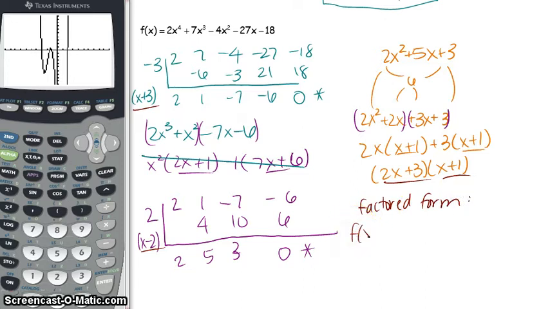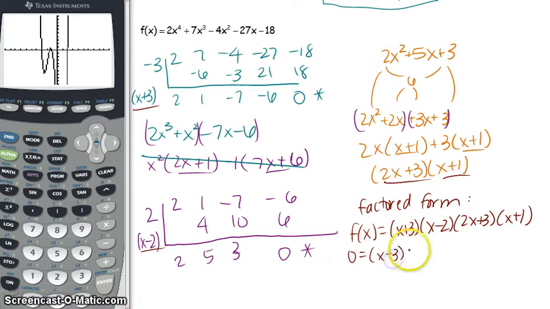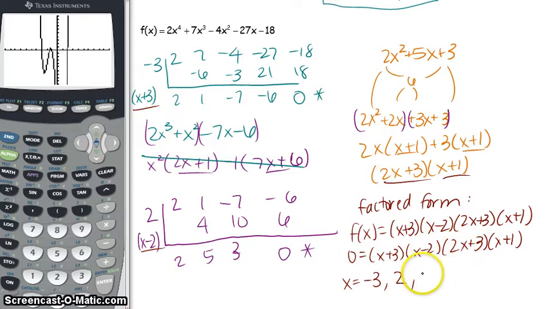Okay, so that's f of x equaling (x + 3)(x − 2)(2x + 3)(x + 1). And from here, we want to find all of our real zeros, so we're going to set this equal to 0 and then just solve for our x's. So when we do that, we end up with x equaling negative 3, x equaling 2, x equaling negative 3 over 2, and x equaling negative 1.